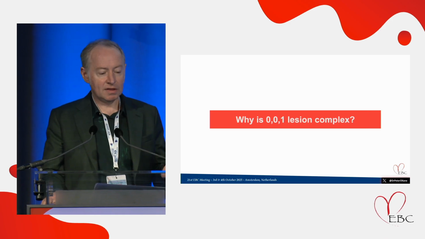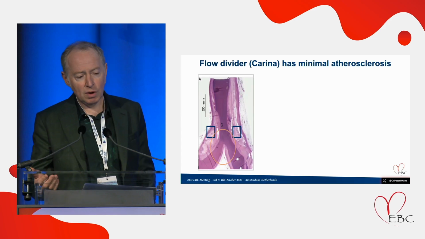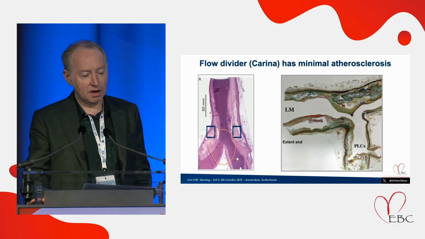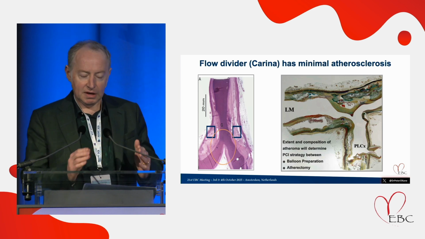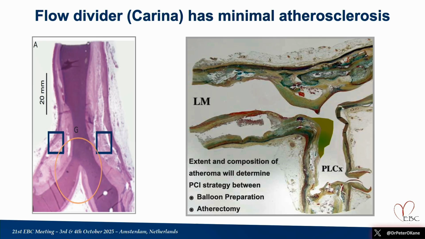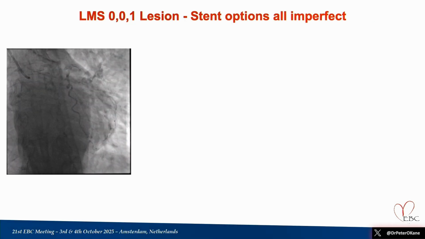But why is it this particular circumflex ostial lesion that's so complex? Well, we know from the pathologies that the flow divider is spared, and the material kind of comes on the sides of the lesion, and in the left main, it may even encroach a little bit onto the flow divider on both sides and further down. And as we get more and more plaque there, and it's more fibrotic and calcific, it's harder to deal with.